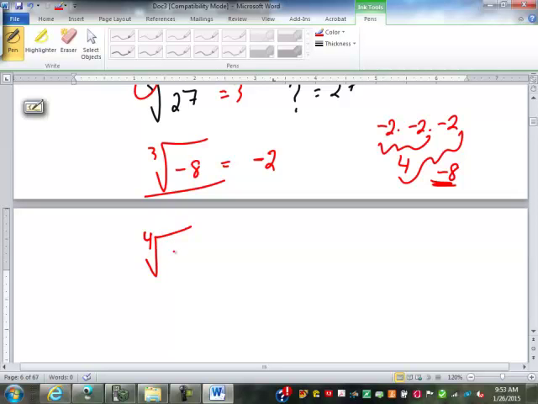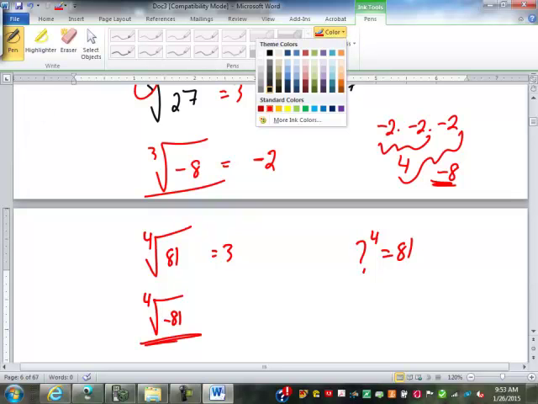Like if I had a fourth root, that's asking what number to the fourth power equals whatever. Let's say the fourth root of 81. That's asking what number to the fourth power is 81. That would be 3, because 3 to the fourth power is 81. But what if I wanted to know the fourth root of a negative 81? Well, again, your calculator would give you an error, because 4 is an even power. It'll only give us positive results. We cannot take a fourth root of a negative.